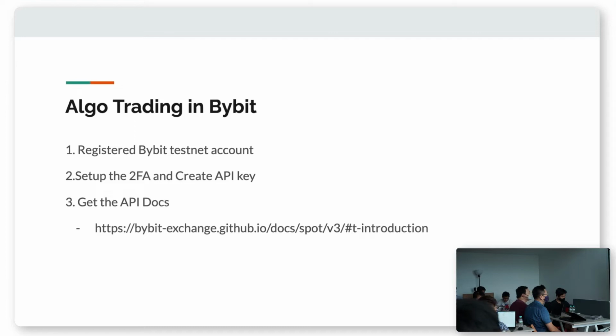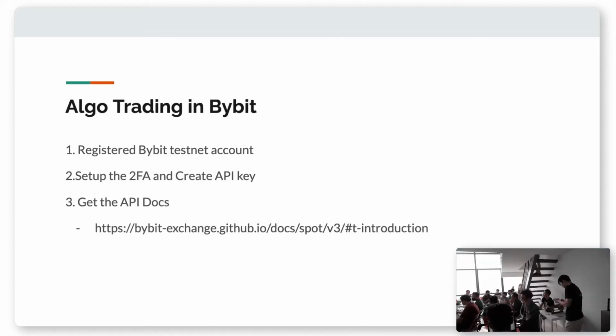For Bybit, if you want to do algo trading, you have to create your API key, and they require you to set up 2FA before you create the API key. And you should get the API docs before you start coding. In this Rust workshop, we won't include all the API functions for you. We will just list what I think you need. For the remaining things, you can find them in the API docs and change the code a bit to get what you want.